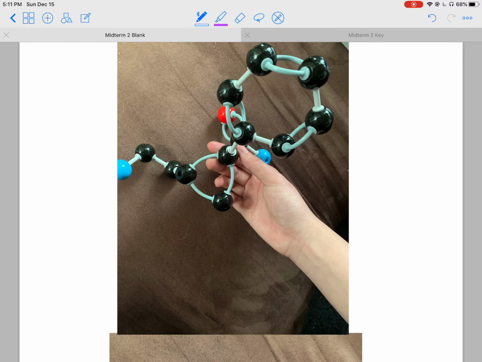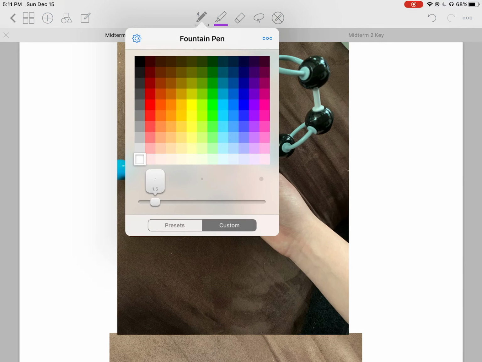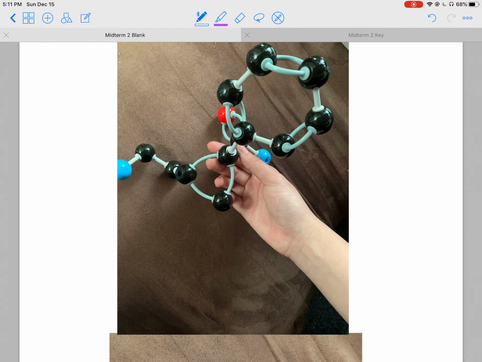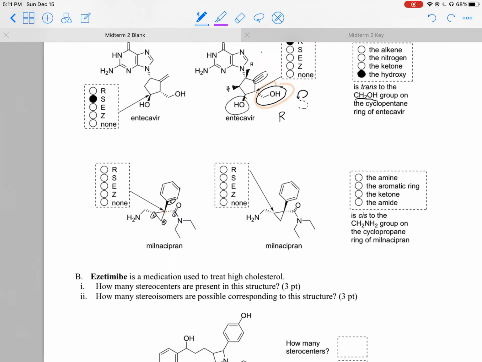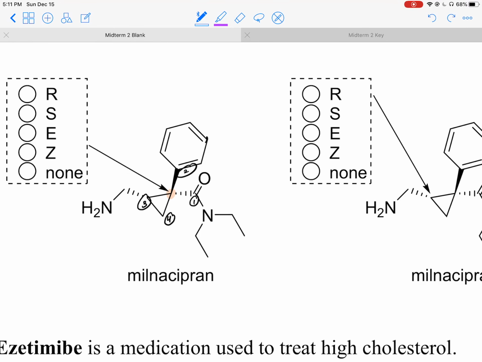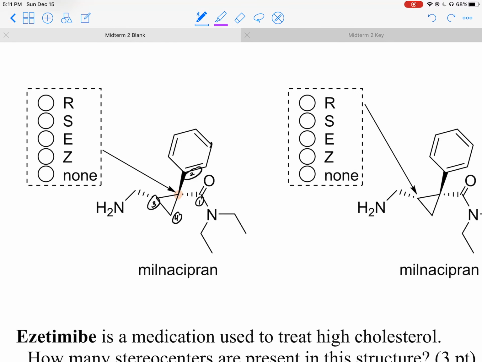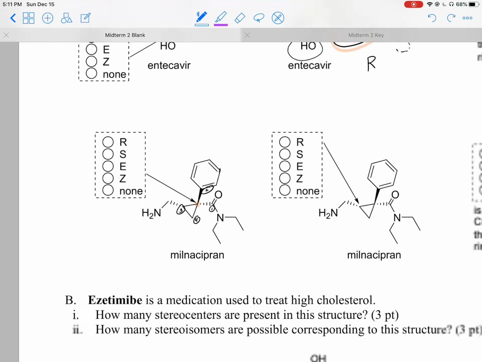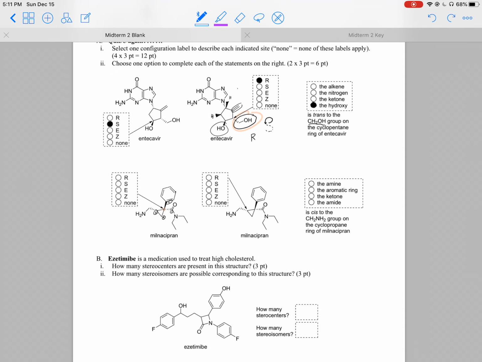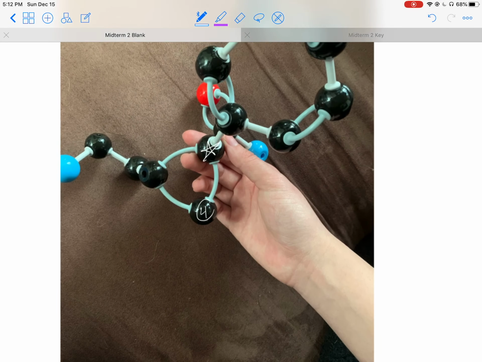So this one that I'm holding right there, that is our stereo center, right? And the 4th priority is right here. So this is number 4. Let's double check what the other ones were. Number 3 is the one that's connected to the C and then NH2. And then 1 is the amide, and 2 is the benzene. So this is 2. 1 is behind us, and then 3 is right here.